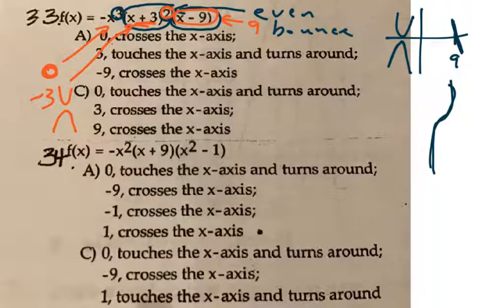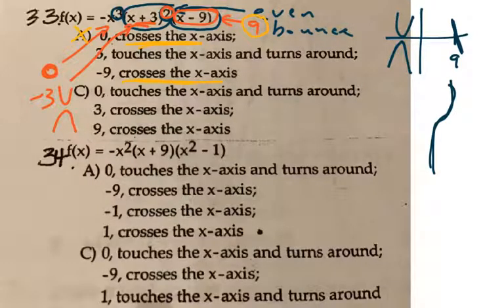choice A, follow the yellow now. It says it crosses at 0. That's good. It crosses at negative 9. We know it crosses at positive 9. So A is no good.